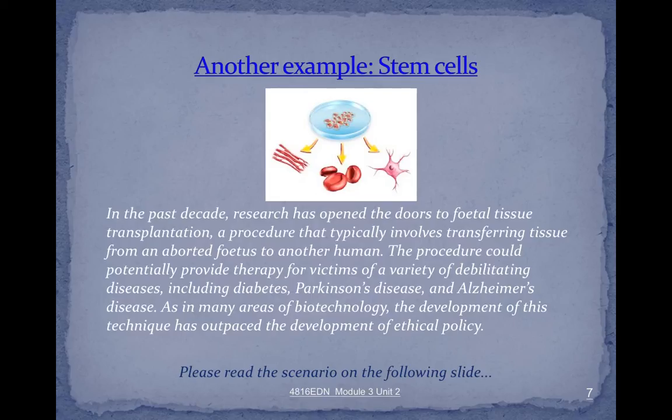So we're going to look at stem cells. And basically in the last decade, research has opened the doors to fetal tissue transplantation. It's a procedure that typically involves transferring tissue from an aborted fetus to another human. When we say aborted, we mean that it can be aborted by medical means. In other words, the doctors can provide some drugs that bring on a premature labour, and the fetus is actually produced for that reason. It's not a natural abortion, which can occur and which is not able to be stopped.